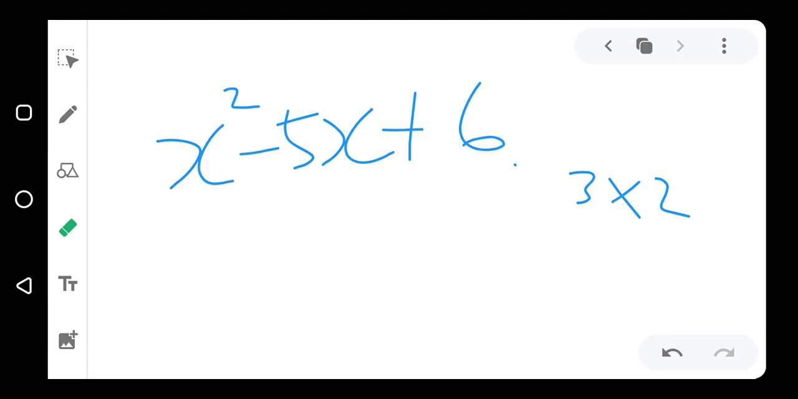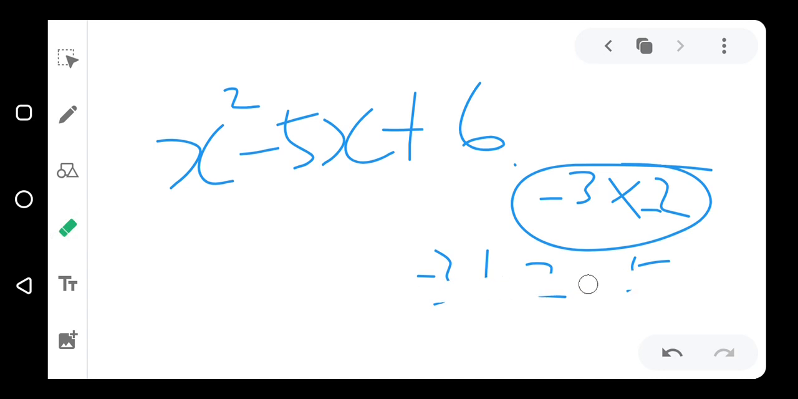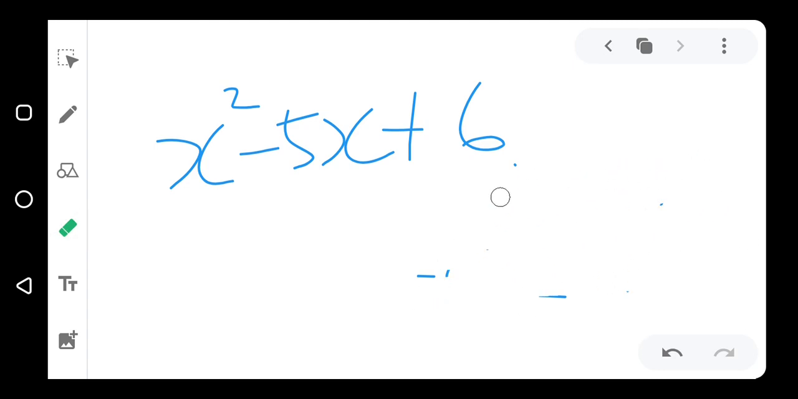Okay, now we take care of the sign. We have plus 6 and minus 5. So if we say minus 3 and minus 2, minus 3 times minus 2 will give us plus 6, okay? And minus 3 plus minus 2 will give us minus 5, okay? So these are the right terms.